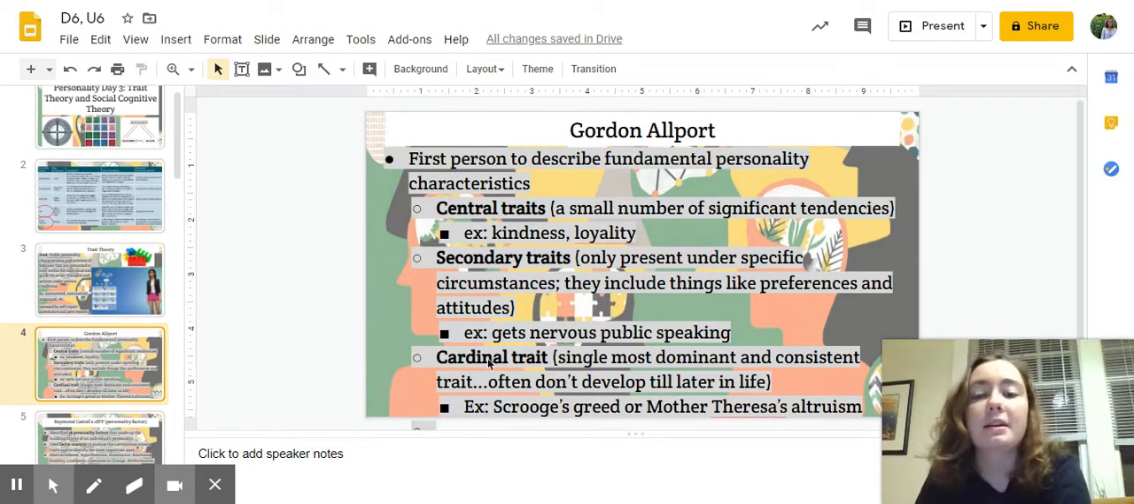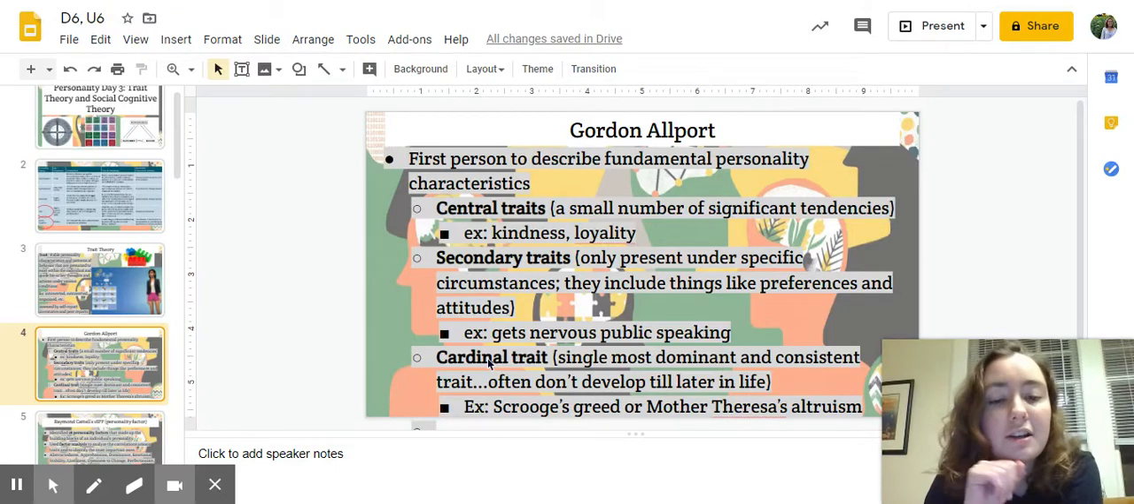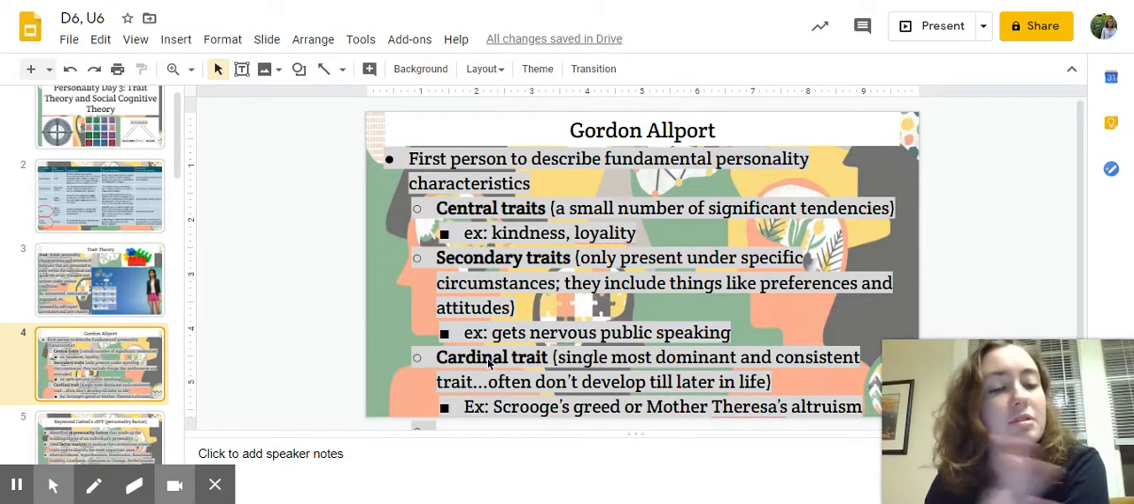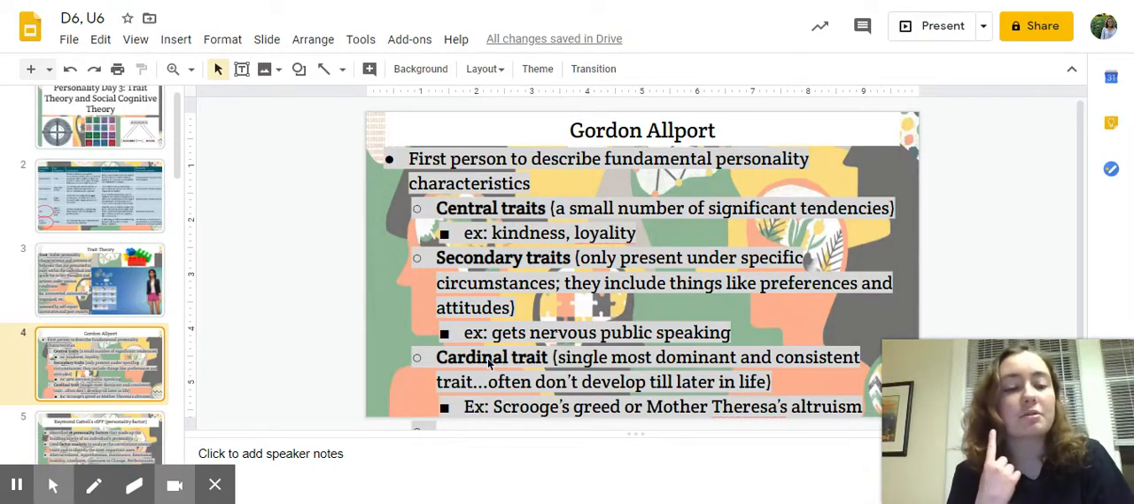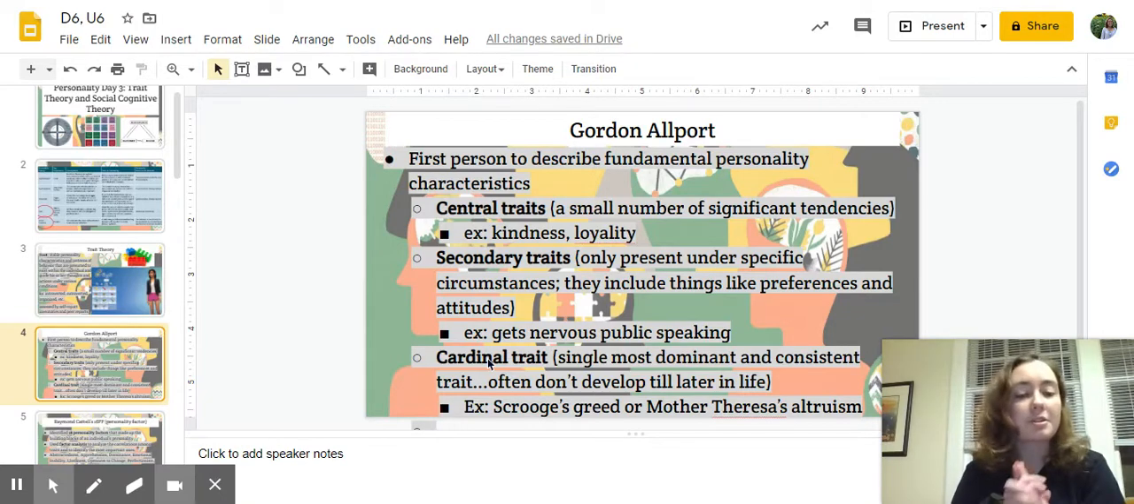Then the final one, this is his big kind of trademark, is he comes up with these things called cardinal traits. So these are like the one single most important and consistent trait in your life. But these typically don't showcase themselves until later in life because you have to take time to develop and figure out who you are and what your kind of legacy is. So the one single trait that defines you. So someone like Scrooge, right? He's super greedy. So greed would be his cardinal trait. Or Mother Teresa, right? She's super kind-hearted and selfless. So altruism, being altruistic, that is her one cardinal trait that defines her.